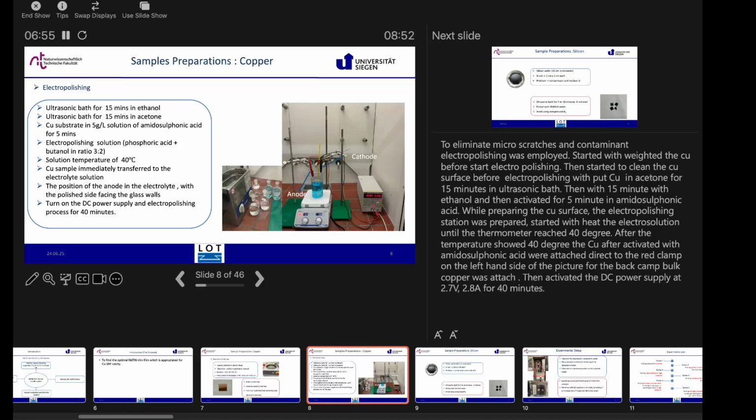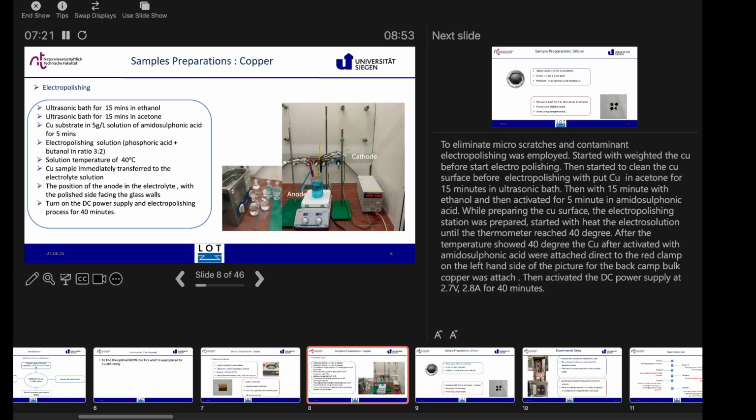Then we will move our copper, after activating the copper surface, as far as we can into the lead frame as an anode, facing the glass wall. For the cathode, we will put the bulk copper in as the cathode, and we will turn on the DC power for electropolishing for 40 minutes.